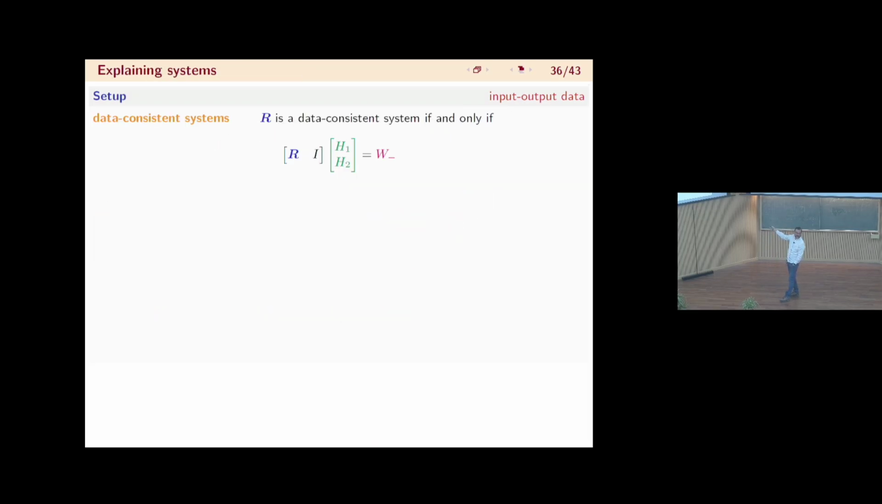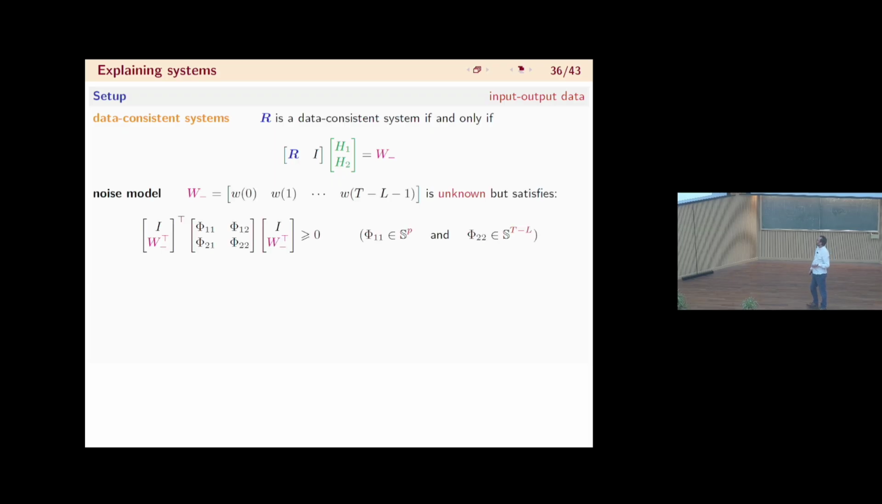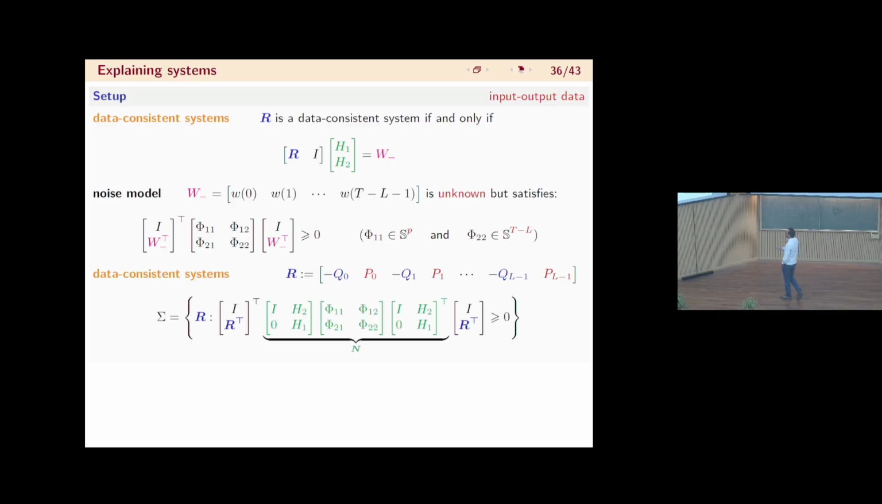Now we are in business. Because this green guy comes from data. This R is a data consistent system. And the only thing I need to make is an assumption on the noise. Here's the assumption, the usual suspect. W minus is unknown, but satisfies a quadratic matrix inequality. And now, if I substitute this term here, it is going to give me a quadratic matrix inequality for R, which represents a data consistent system.